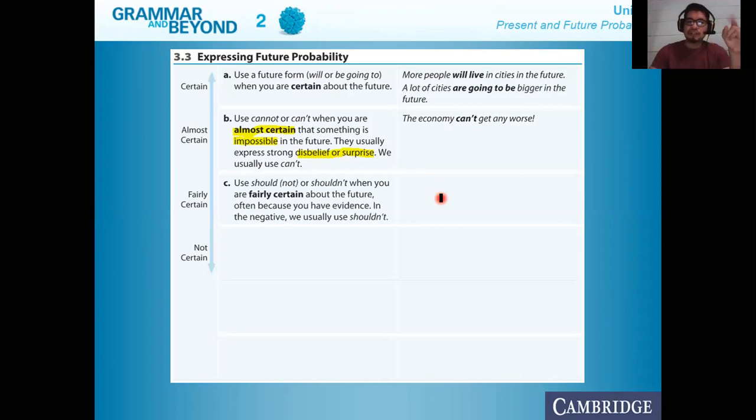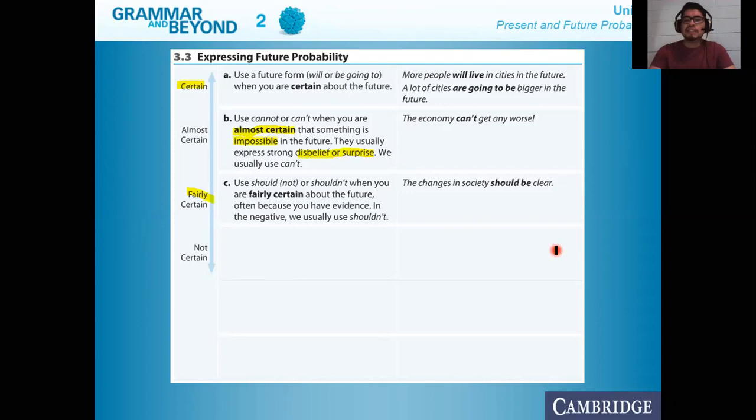You use should or shouldn't when you are fairly certain about the future, often because you have evidence. In the negative, we usually use shouldn't. As in the last example, the difference is simple: should or shouldn't when you are fairly certain. So that means that you are really certain, but not completely certain. So remember, 100 over here, over here probably 80 or 90, and probably 70 or 60 over here.